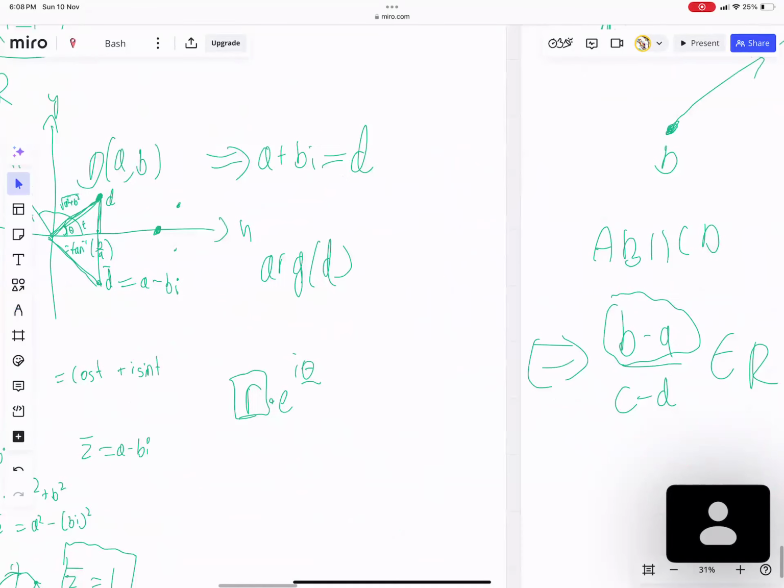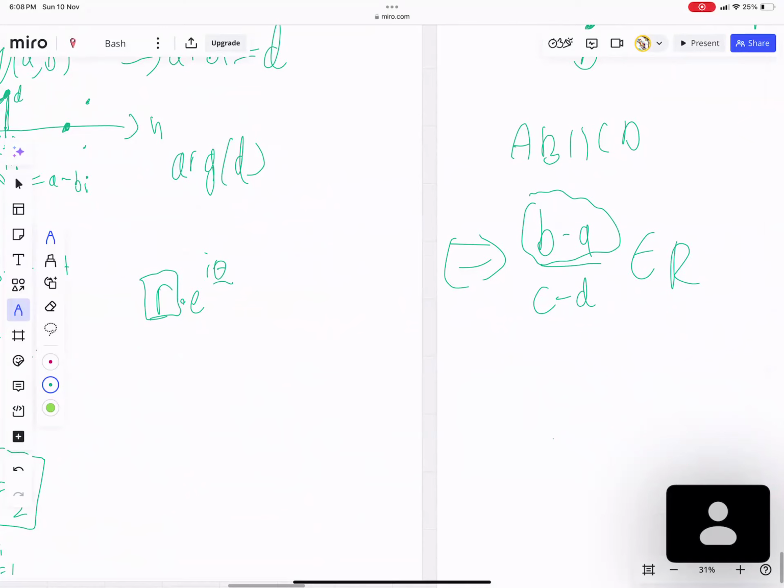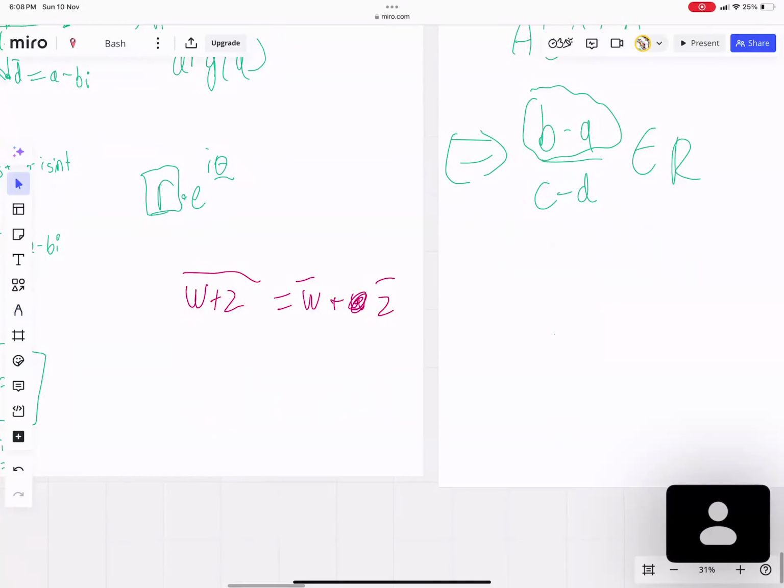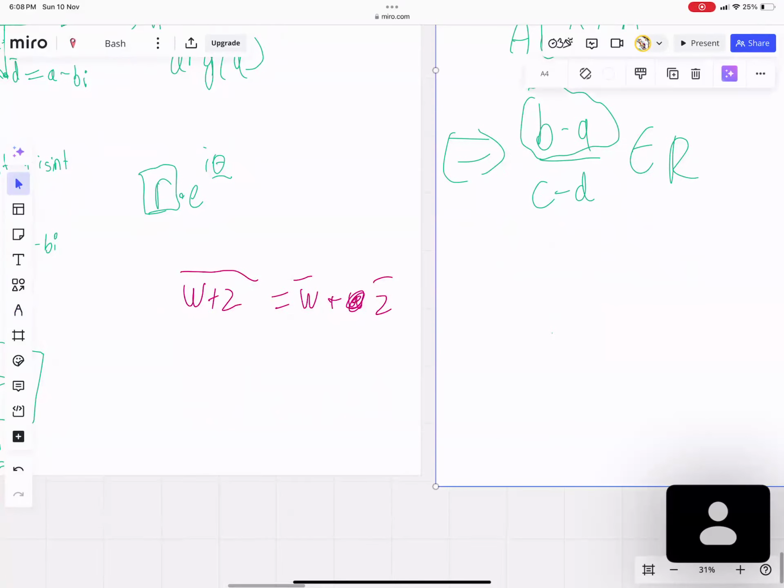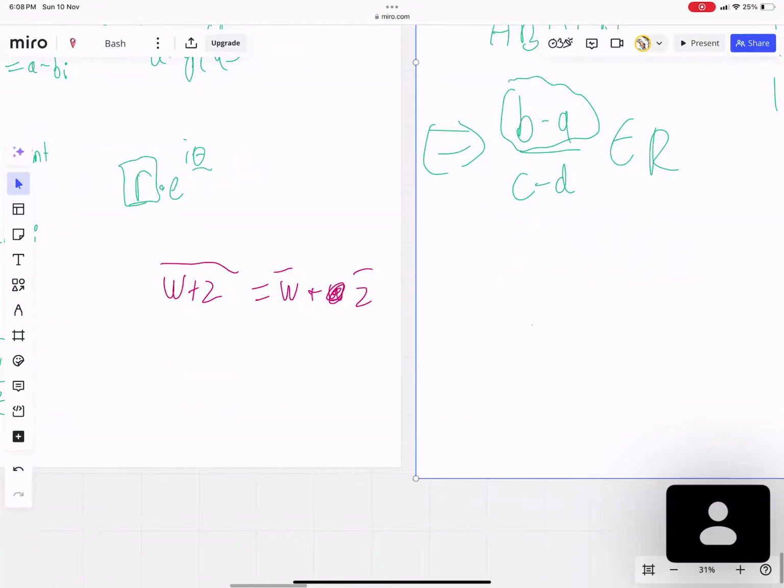We also know that we have a few important properties. So let me do it in a different color. We have w plus z, its conjugate is equal to the conjugate of w plus the conjugate of z. And the same can be checked with subtraction, multiplication, and division. So basically, the conjugate function distributes over addition, multiplication, subtraction, and division.